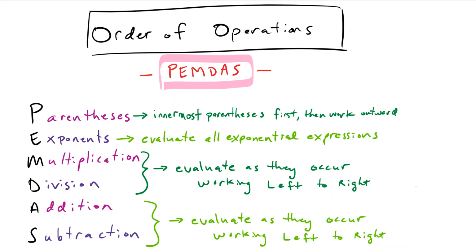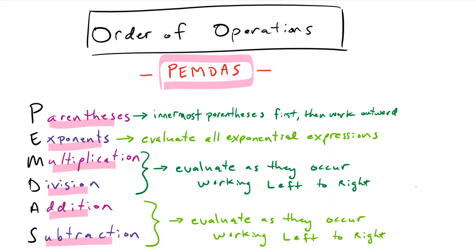Each letter in the word PEMDAS represents something. The P stands for parentheses, the E stands for exponents, the M is multiplication, D is division, A is addition, and S is subtraction. So not only does PEMDAS help you understand the parts of the operations that you need to remember, but it also helps you understand the order. You take them as you see them in the word PEMDAS.